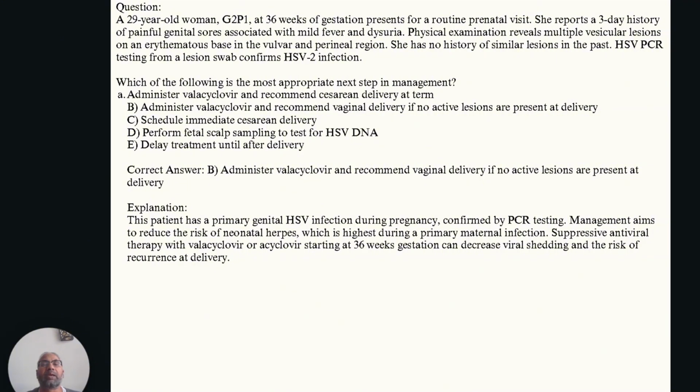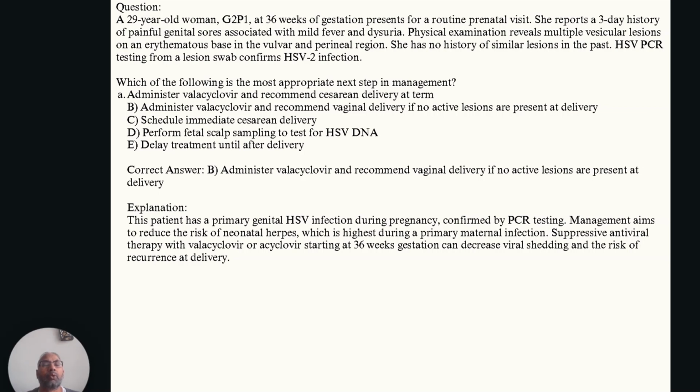Then physical examination reveals multiple vesicular lesions on an erythematous base in the vulvar and perineal region. So these are classical lesions of herpes simplex, and we are talking about herpes simplex 2, of course. She has no history of similar lesions in the past, and HSV PCR testing from a lesion swab confirms HSV2 infection. So what is the next step?